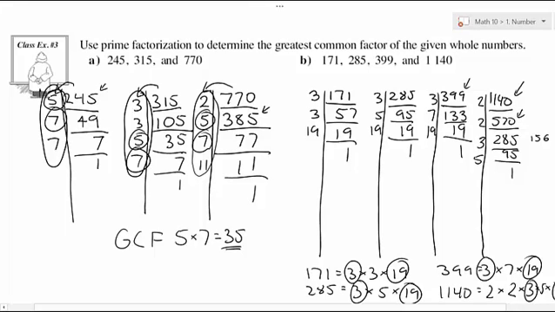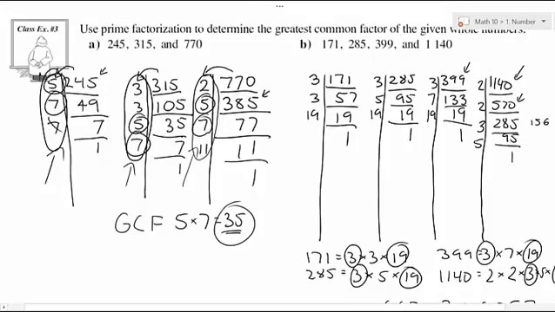Now I used a division table to find these prime factorizations. I have over here a 5, 7, and a 7. I've got a 5 and a 7 over here, and I've got a 5 and a 7 over here. That is all that's common, so this 7 doesn't have a friend. 5 times 7 is 35. The GCF for those three numbers is 35.